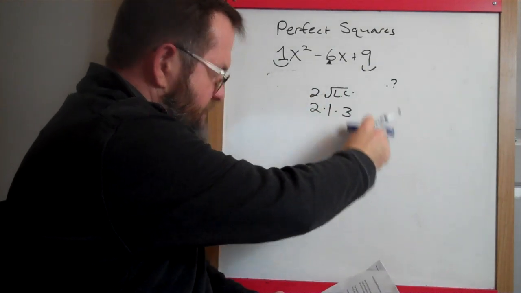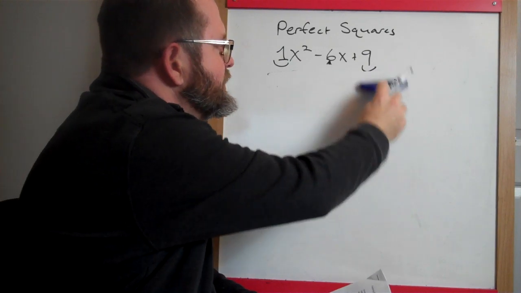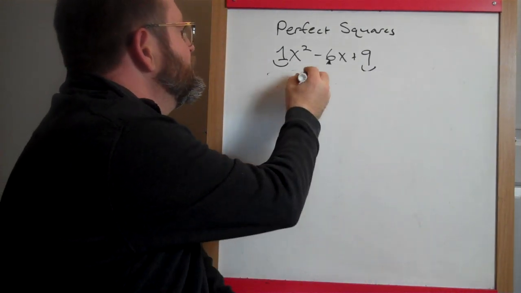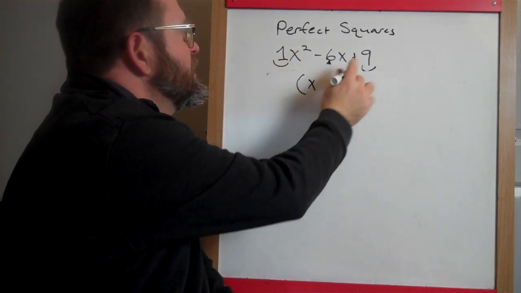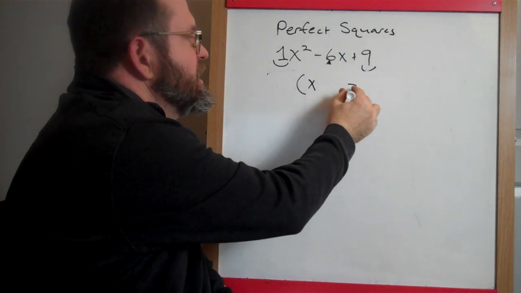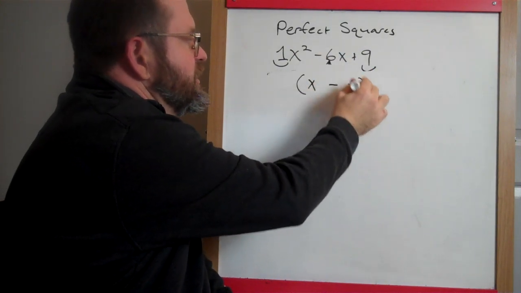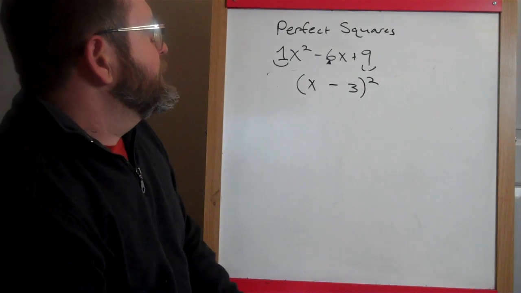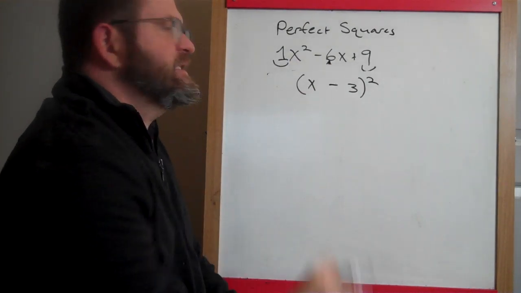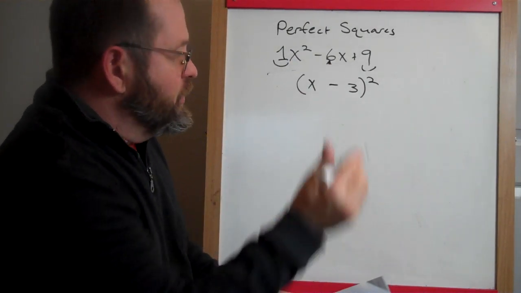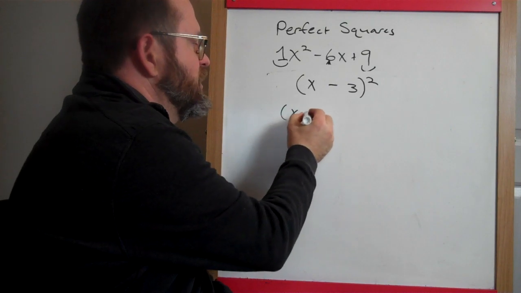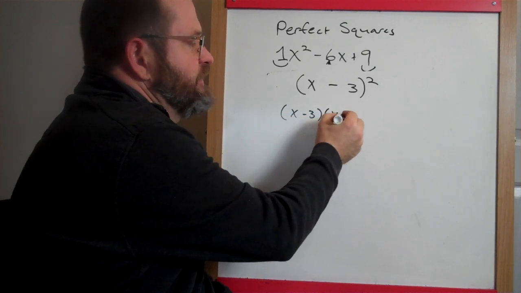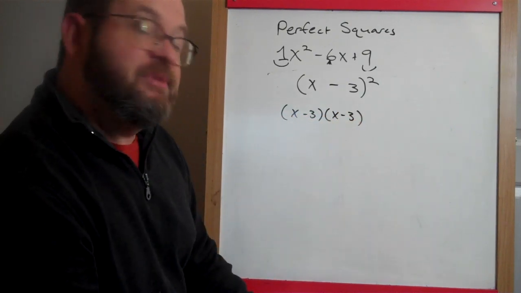Alright, so in this case, it's going to be the square root of this term, the square root of the last term, and the sign of the middle term. This is a perfect square of this expression right here. We could always check this using FOIL. It's a good habit to be in.